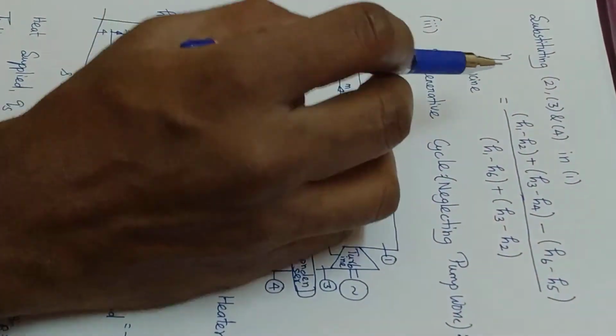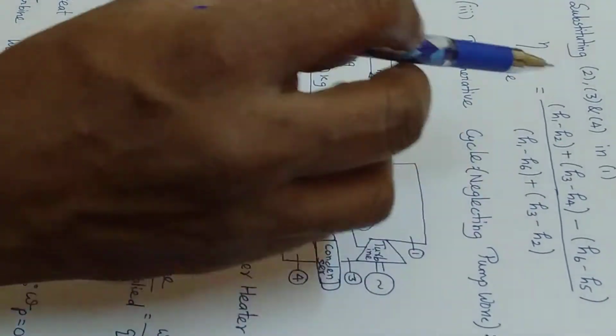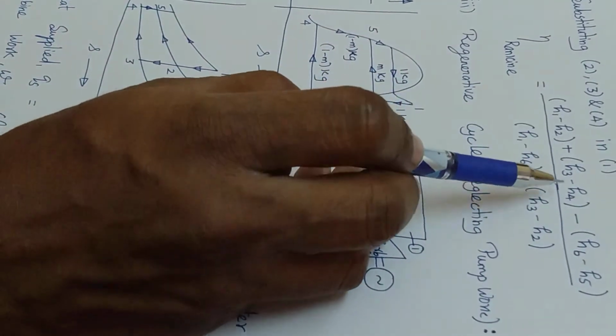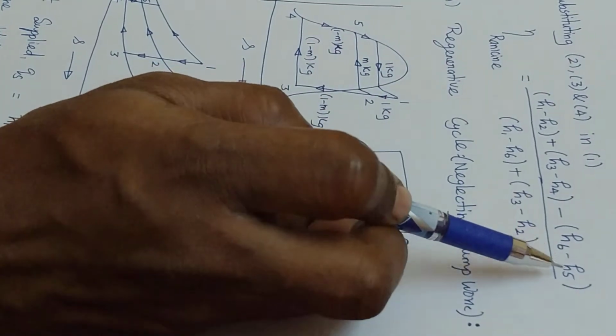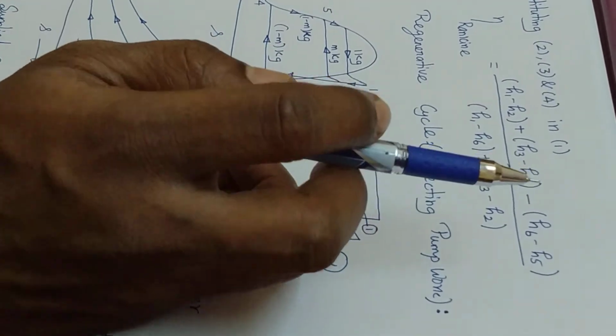By substituting equations 2, 3, 4 in equation 1, we get H1 minus H2 plus H3 minus H4 minus H6 minus H5, divided by H1 minus H6 plus H3 minus H2.